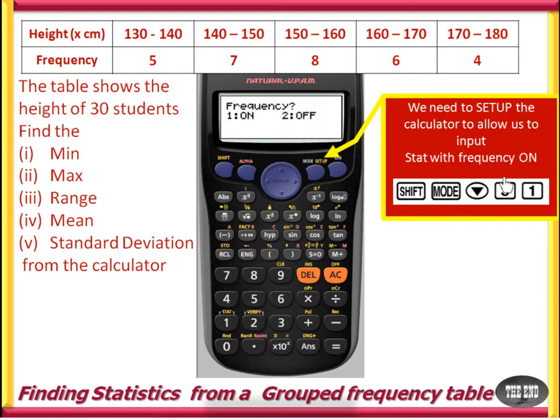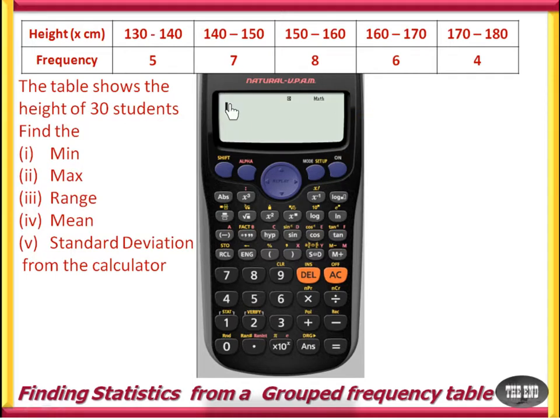Then we press 3, and this should come up on the screen. And then we press 1 to put the frequency on. And then we get back to a blank screen. So to set up the calculator so that we have stats with the frequency on, we press Shift, Mode, the arrow down, 3, and 1. And we should come back to a blank screen. This means we've turned the frequency on.